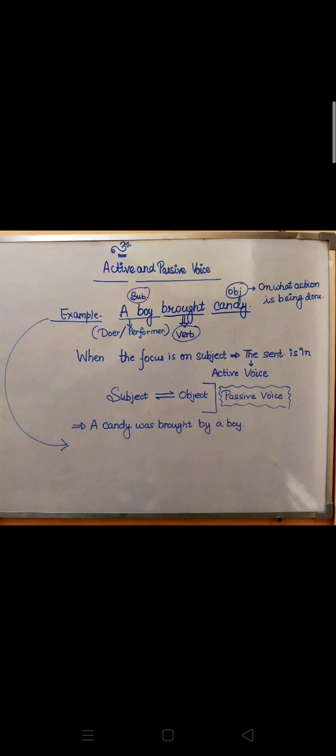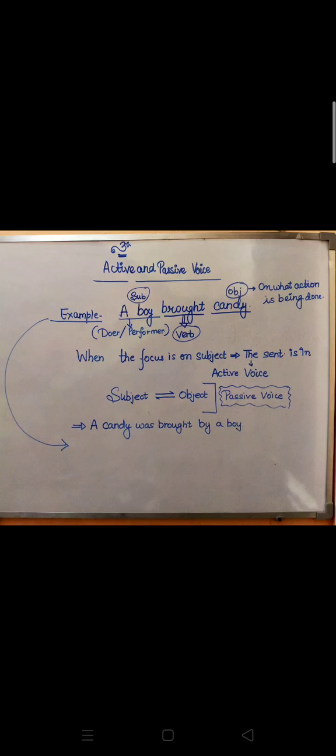So when we are focusing on the subject of the sentence, or the doer of the sentence, that is said to be active voice. While when we focus on the object of the sentence, it is said to be passive voice. Like I've made an arrow and I've made the interchange. You can see, a candy was brought by a boy. Well, in the next sentence, what do we see? We see that we are focusing on a candy.